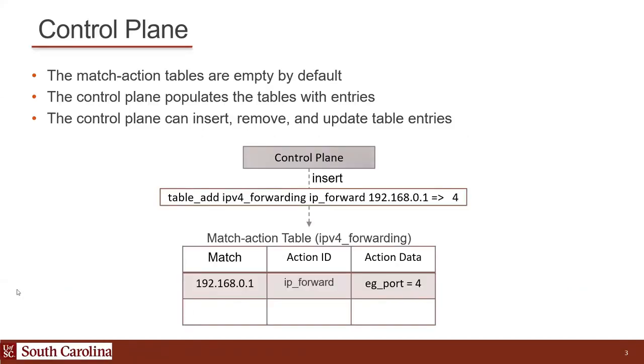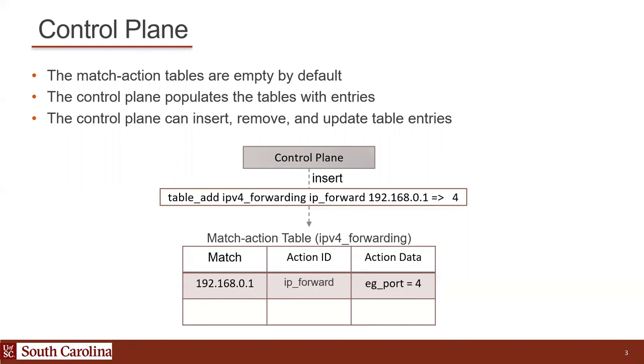We talked a little bit about it in the previous presentation. Whenever we have a match action table and it has the match key and the action data, they come empty by default. So you create a table that has no entries at all. And it's the job of the control plane to decide what are those entries that will be filled here in the table. And the control plane has more than just inserting the entries.